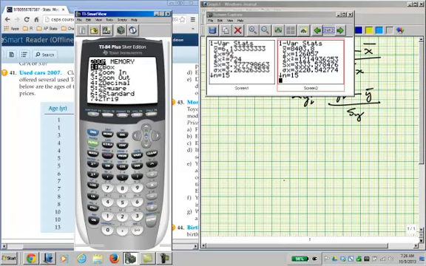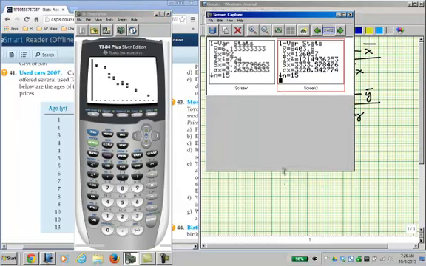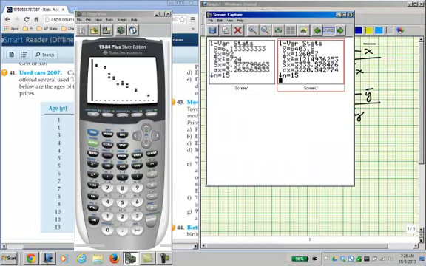I'll hit zoom, and then 9. Okay, now here we've got clearly linear, fairly strong, and negative association, so it's okay to do correlation on this. It meets the requirements, and there's no outliers. So let me take a picture of this.